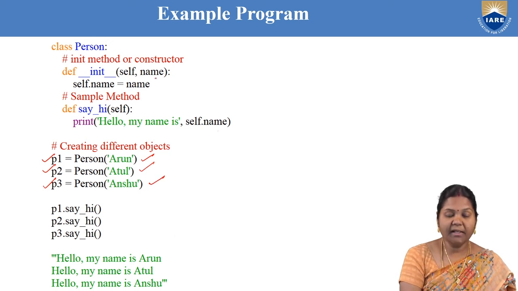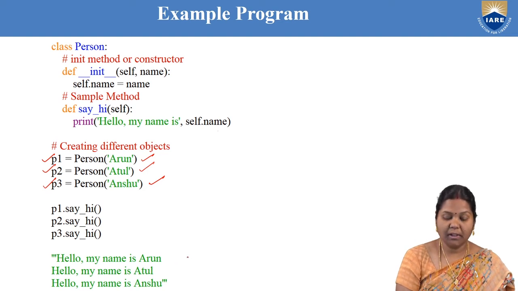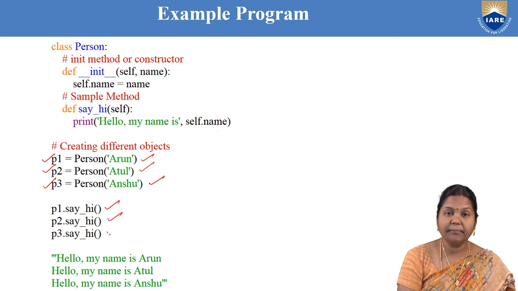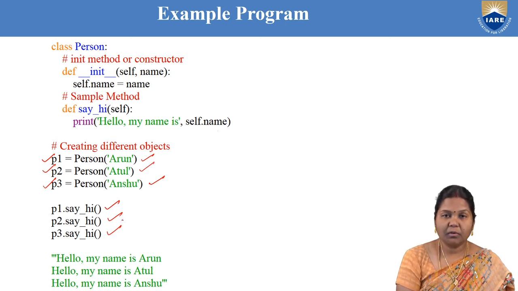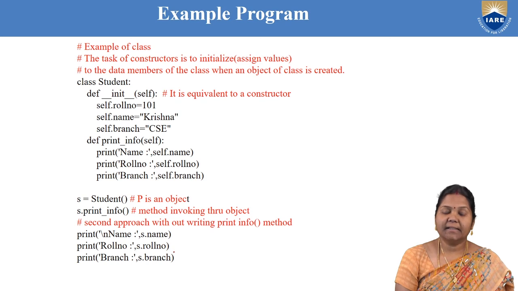So whenever you call the say_hi method, the name will be bound with the instance method, and you can see that the output is hello, my name is Arun. Hello, my name is Atul, and so on. Whenever you call this method, you have to write object name dot method name. Now through the objects you can call the instance methods, and you can see how these names are passed and bound in the instance method. Now let us see another example.